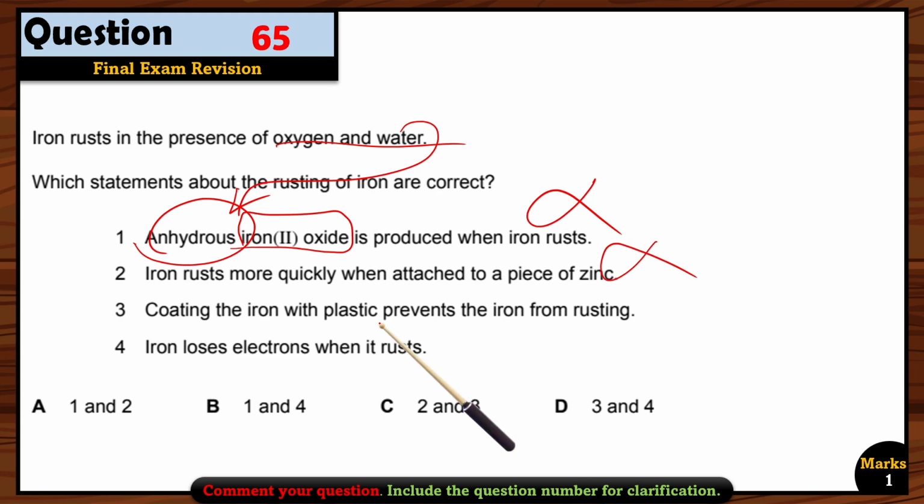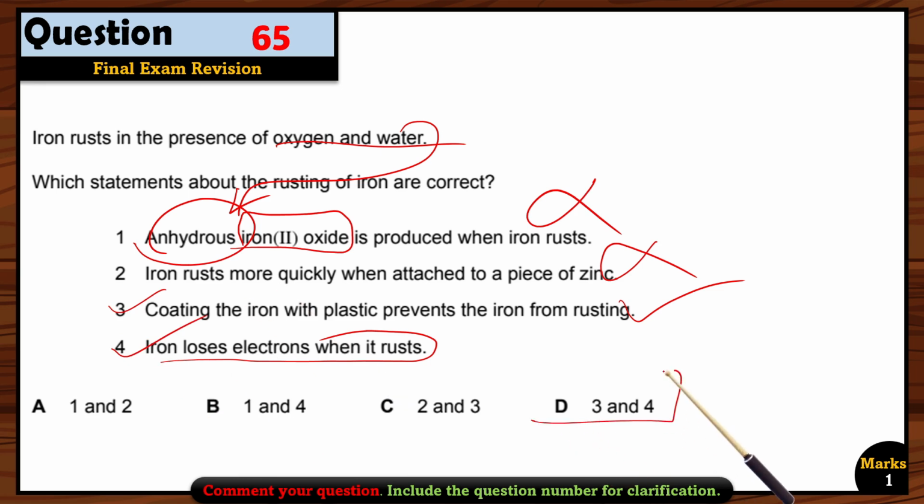Coating the iron with plastic prevents the iron from rusting. Yes, if you coat the iron with the plastic, then the plastic will protect the iron from rusting. Iron loses electrons when it rusts. Yes, that's right. Iron will lose electrons because it's a metal, so it will lose electrons when it reacts with oxygen. So options 3 and 4 are right. That is option D actually. So option D is the correct option.